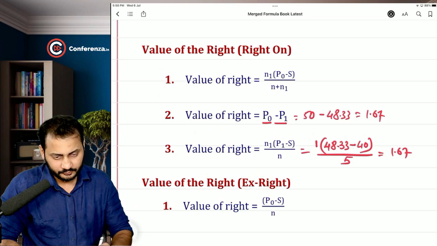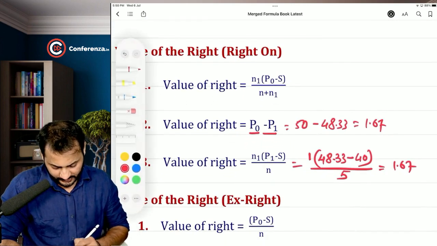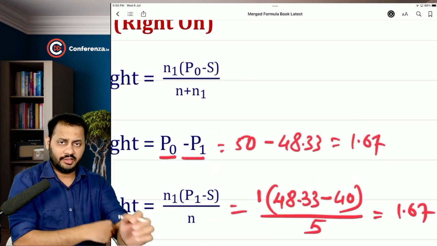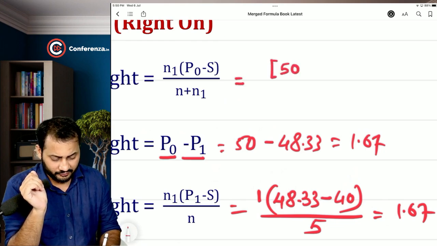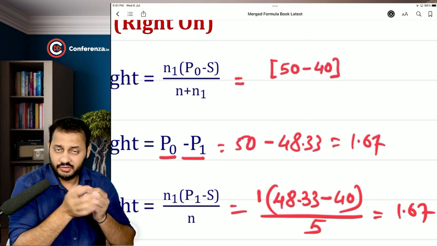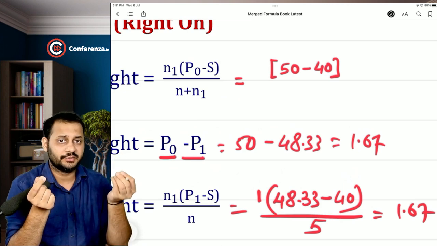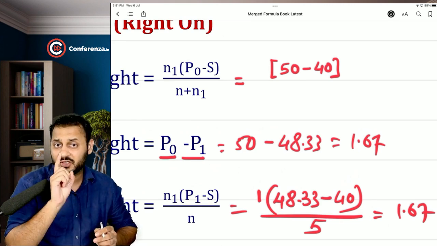1.67. This is another formula. Have a look. It's very simple. And it has a logic also. What is happening is P0 means 50 and S means 40. That means a share which is worth 50 rupees right now and you are giving it at a subscription price of 40. That means the total discount that you are giving is 10 rupees.